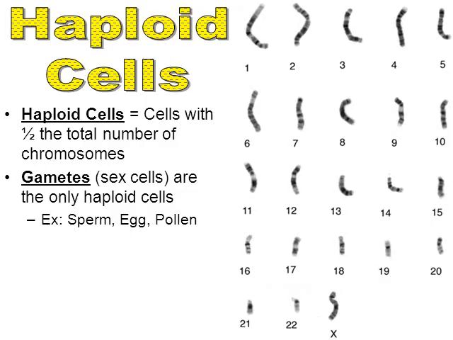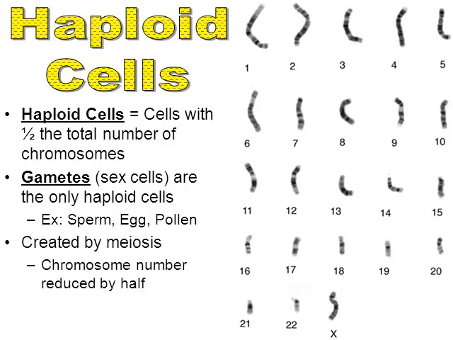But notice how in chromosome 11, there's only one chromosome 11. Chromosome 9, there's only one chromosome 9. So gametes, which are sex cells, sperm and egg, are haploid. Sperm, egg, and pollen are cells that are created by meiosis. During the process of meiosis, the chromosome number is reduced by half. That means during meiosis, a sperm cell will start with 46 chromosomes, but be reduced to 23 chromosomes. We're going to go over that in just a moment.